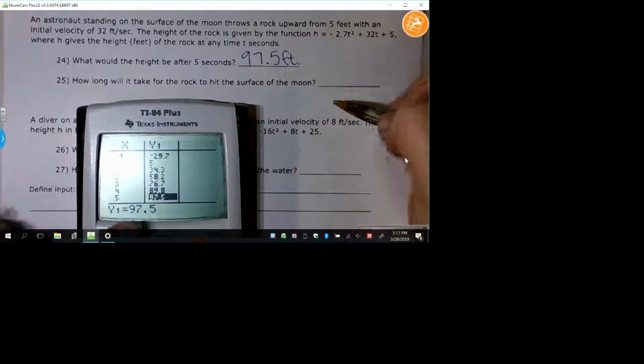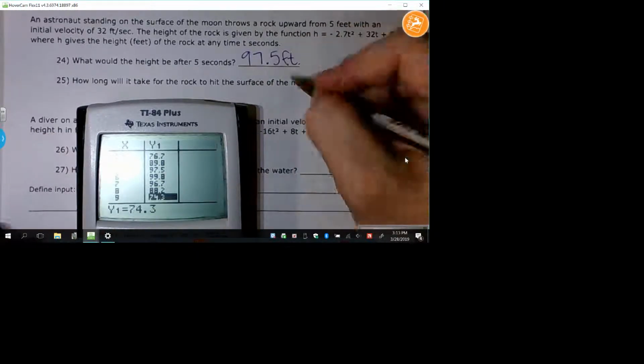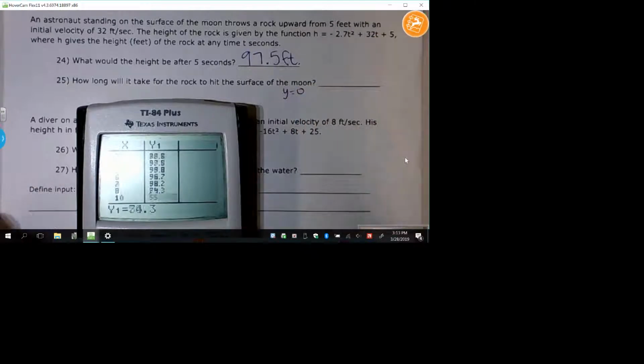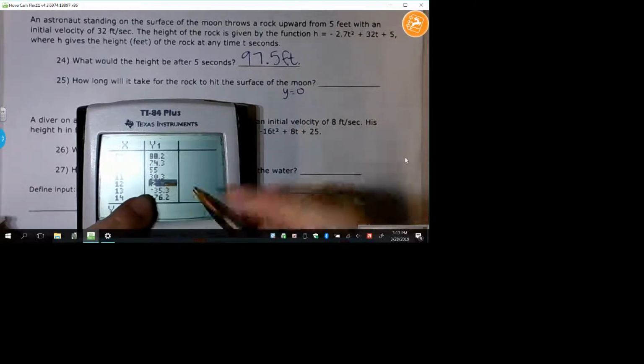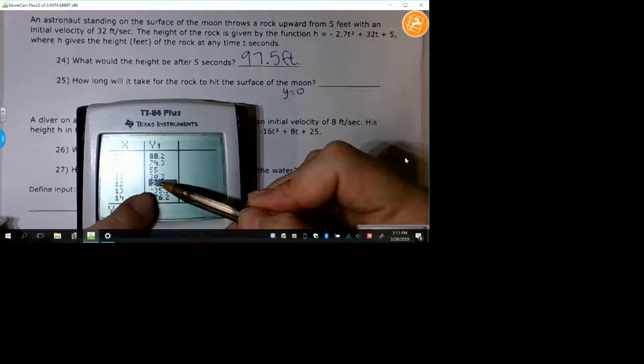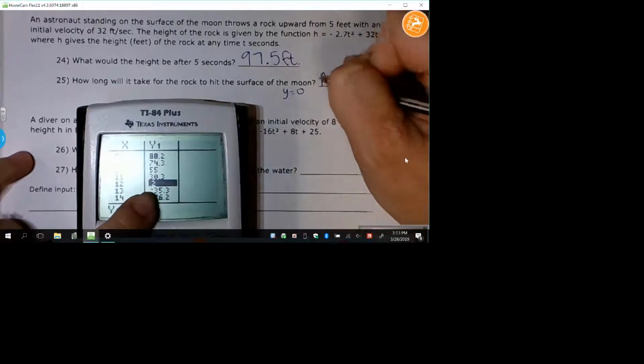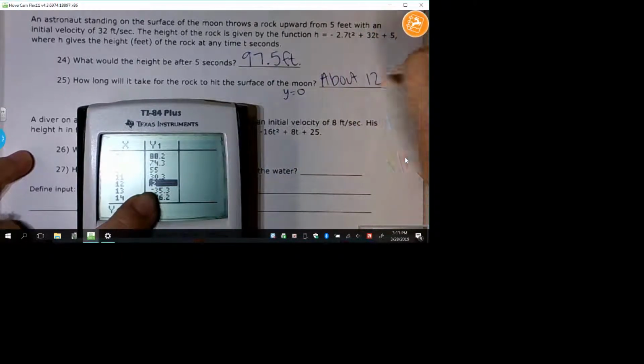How long will it take for the rock to hit the surface of the moon? That would be at the ground, where y is 0. If you look, it's going to be between 12 and 13. It's super close, so we'll just say about 12 seconds.